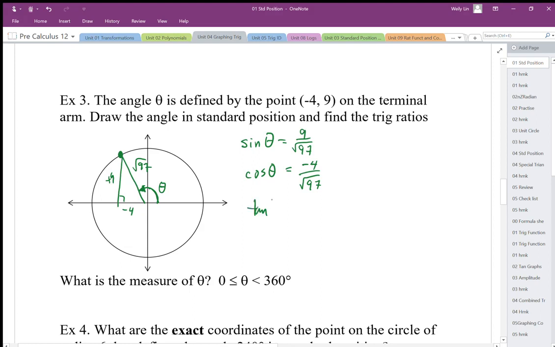The tangent is slope. The slope of that line is negative. It's going to be 9 over -4, or -9 over 4. That's my slope.